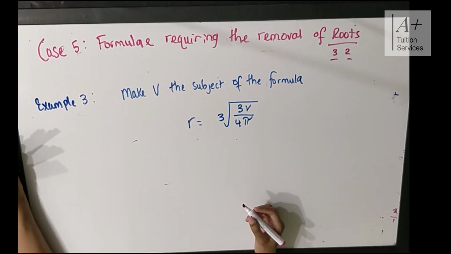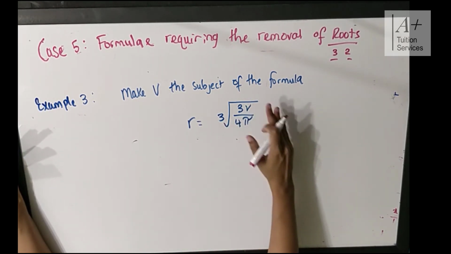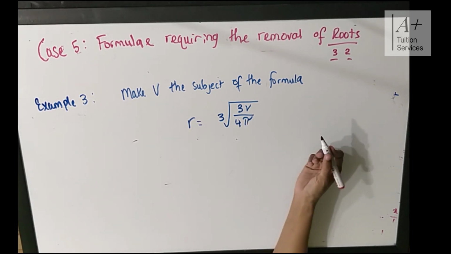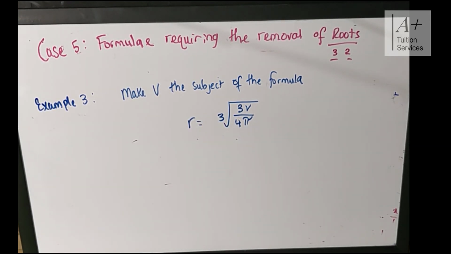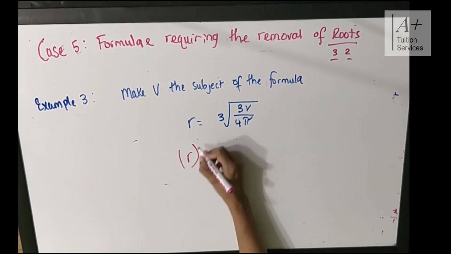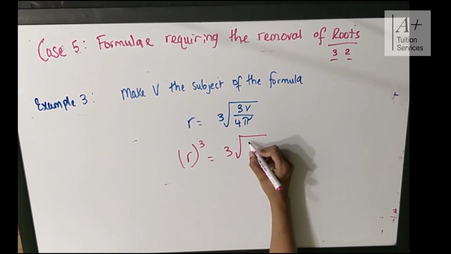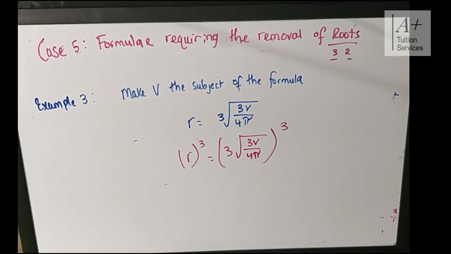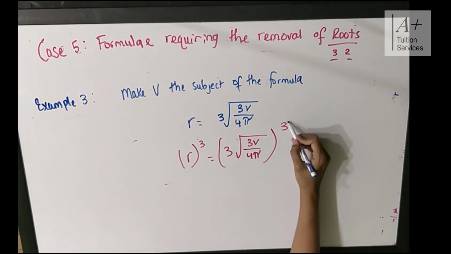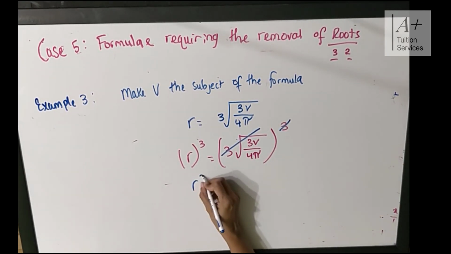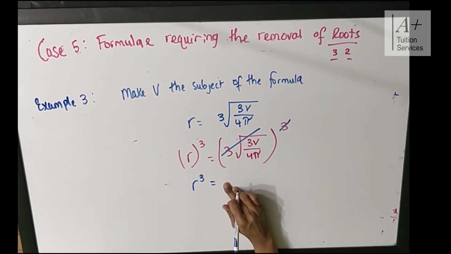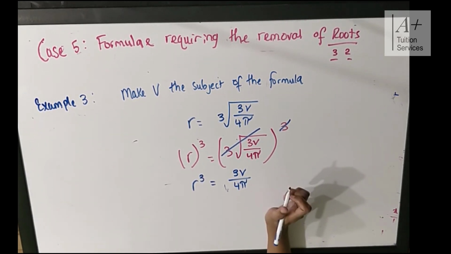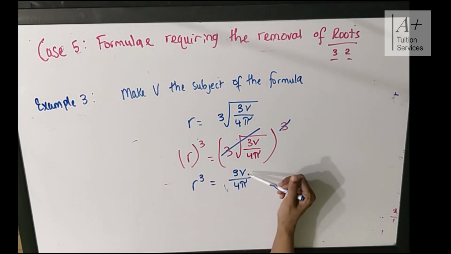So in doing so, we need to remove everything away as far as possible from V. So the first thing we'll do, and we can do it this method, is cube both sides to remove this cube root sign. So R cubed is equal to the cube root of 3V over 4 pi, and again cube this. Okay, so we end up with this. So this will eliminate this. So R cubed is equal to 3V over 4 pi. And now we have a clearer vision of where V is in order to make it the subject.